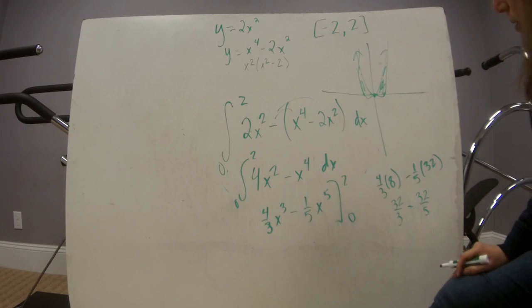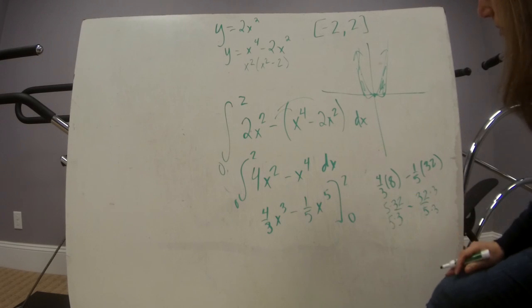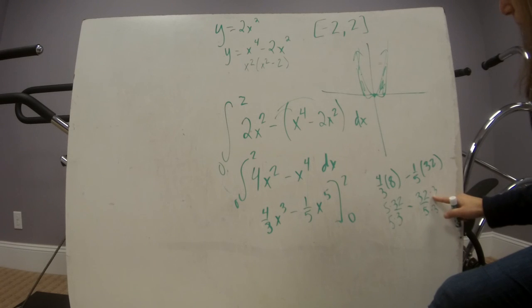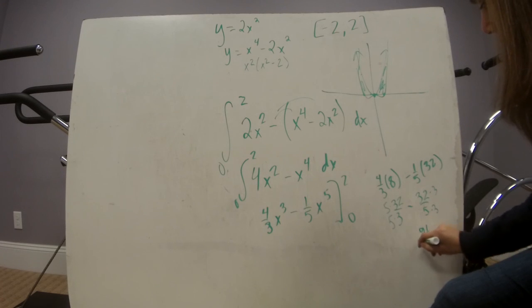That's interesting. And then I guess we're going to take this times 3, take this times 5, and then subtract them and double it. So what is this to the 3rd? 64, 96. 96 over 15.